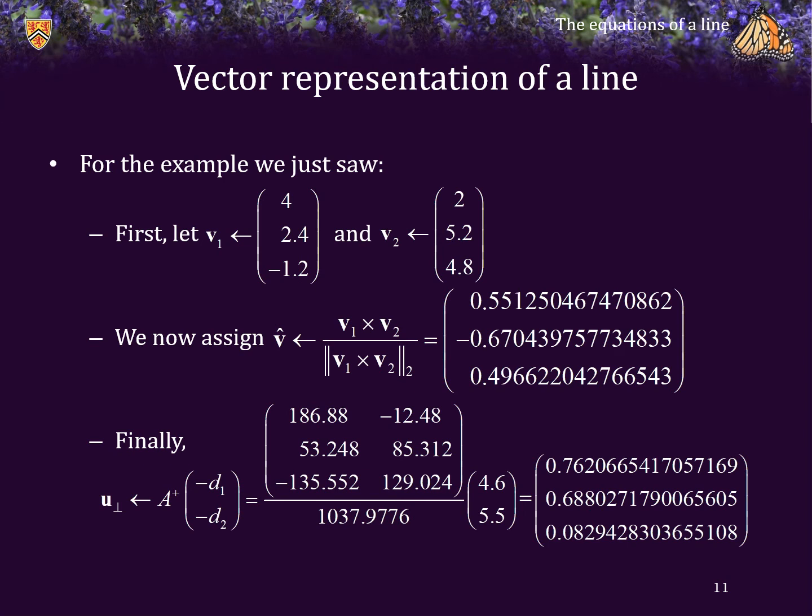You will notice that v cap, if you were to calculate it, is indeed a unit vector, and u cap happens to be close to a unit vector, but it is not. It is the point on the line that is closest to the origin. You will also notice that if you calculate the inner product of v cap and u perp, the inner product is indeed 0.